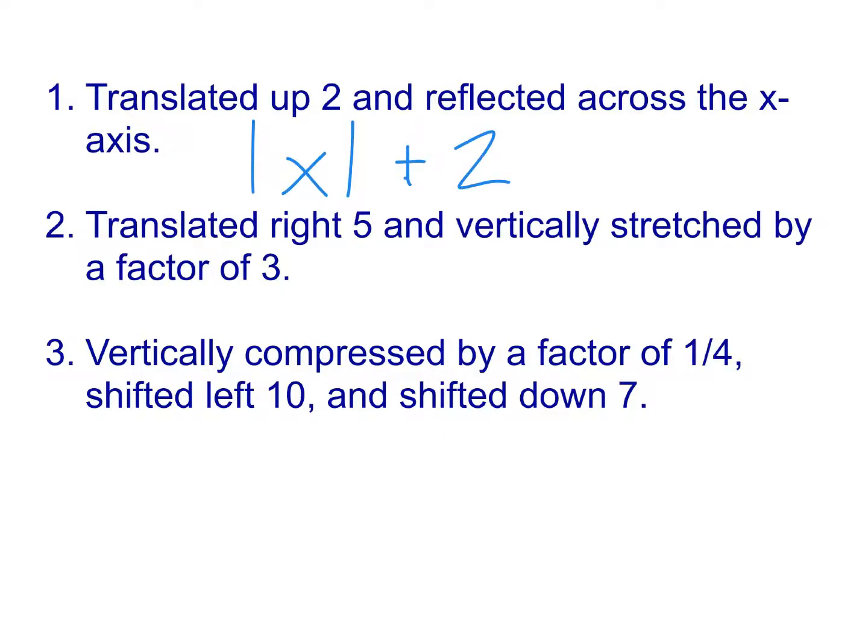And then a reflection across the x-axis. Remember, that is flipping it upside down. That's the one where we put the negative in front of the absolute value. And yes, we could include the y equals or the f of x equals there.